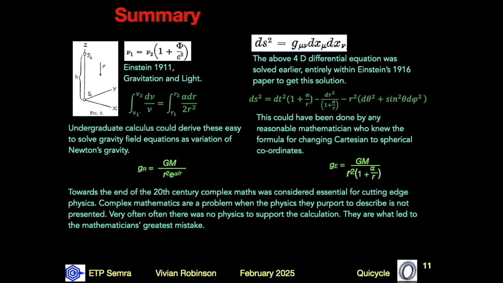Here are 2 examples of how easily it was done. One involved a simple rearrangement and integration of terms from Einstein's 1911 paper. It gives the redshift gravitational field strength. The second involved going from this ds² equation to this solution. It was done in a few slides in the first episode. That shows how Einstein, or any reasonable mathematician, could have done it.